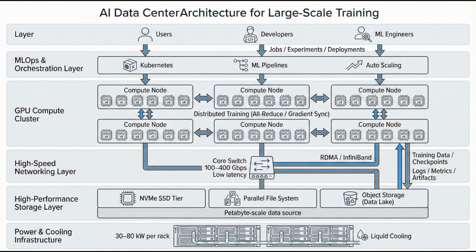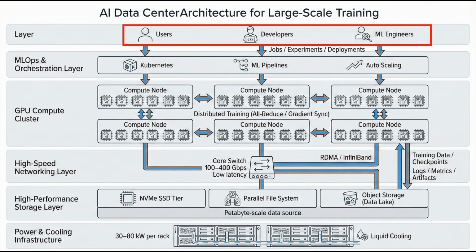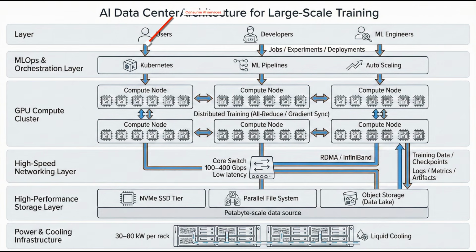At the very top, we see users, developers, and ML engineers. These are the people interacting with the system. Users consume AI services, developers build AI applications, and ML engineers train and deploy models. And they submit jobs, experiments, and model deployments. But where do these jobs actually go? They go to the orchestration layer.